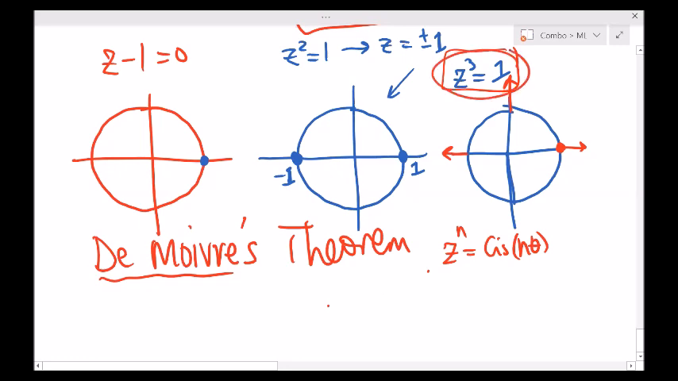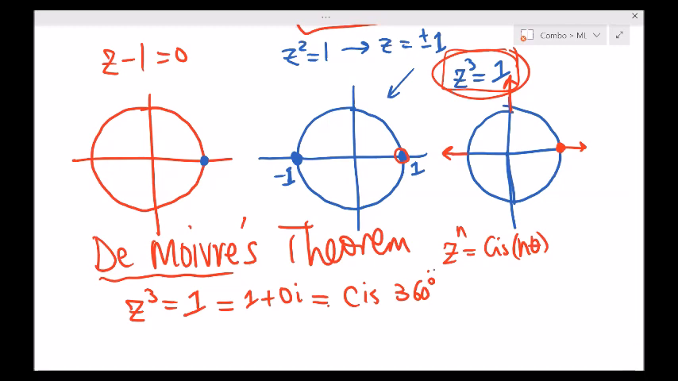Why don't we just use De Moivre's theorem to do it then? So we have z cubed equals 1. I can just rewrite 1 as a complex number. So how can I write 1 as a complex number? In polar form, I should say. How can I write it in polar form? Yes, it is 1 plus 0i, but in polar or trigonometric form, that is just CIS 0 degrees. Or you can call it CIS 360 degrees, right? It's probably more convenient to write it as CIS 360 degrees in this example. Do you guys agree?